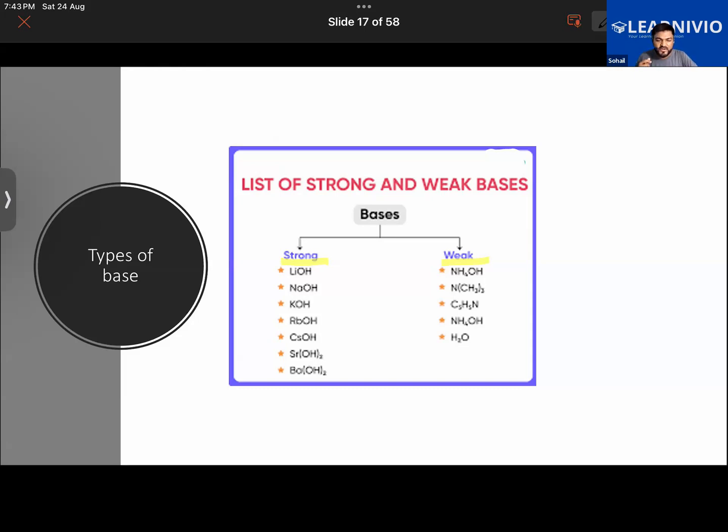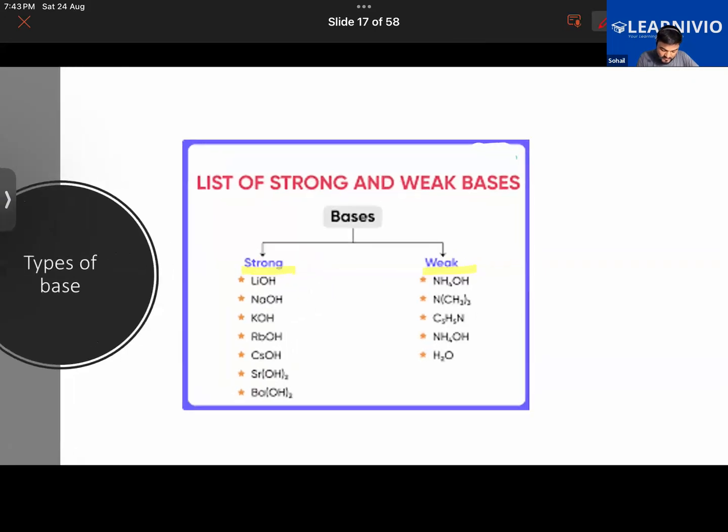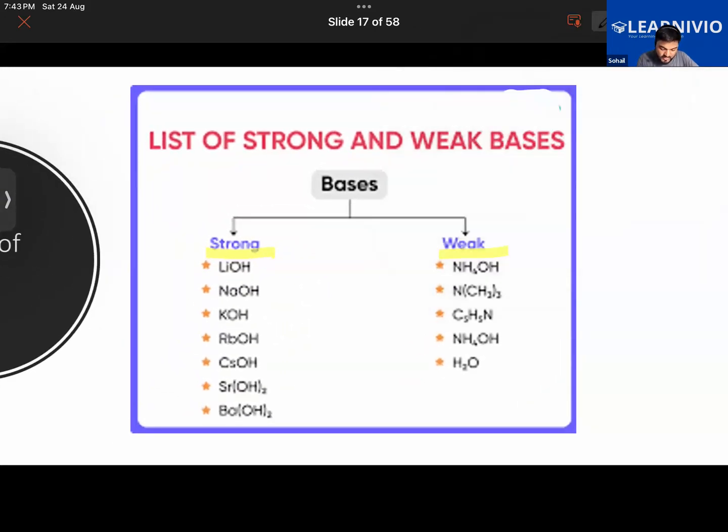We have lithium hydroxide, sodium hydroxide, or potassium hydroxide, or for example rubidium hydroxide or cesium hydroxide. These are some of the strong bases which we have. Just like we have learned that on the basis of strength, acids are of two types, strong acids or weak acids, similarly, on the basis of strength, bases are also of two types, namely strong and weak bases. Let me write down their names, and all of you would be required to memorize these names. At least memorize 3 to 4 examples of each type of bases.